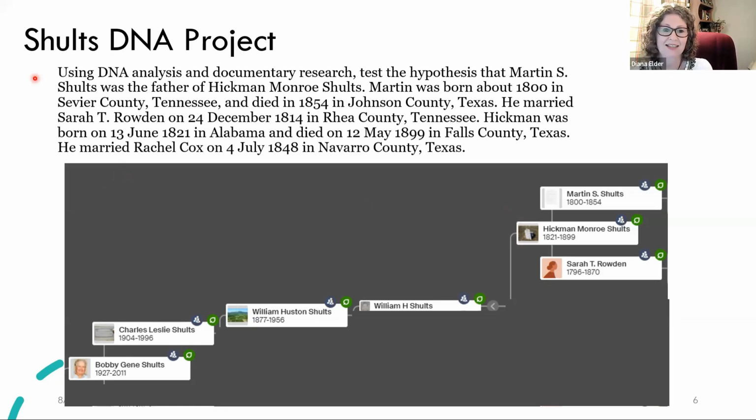Using DNA analysis and documentary research, test the hypothesis that Martin S. Shults was the father of Hickman Monroe Shults. Martin was born about 1800 in Sevier County, Tennessee, and died in 1854 in Johnson County, Texas. He married Sarah T. Rowden on 24 December 1814 in Ray County, Tennessee. Hickman was born on 13 June 1821 in Alabama and died on 12 May 1899 in Falls County, Texas. He married Rachel Cox on 4 July 1848 in Navarro County, Texas. So you can see we have a lot of very specific dates here.